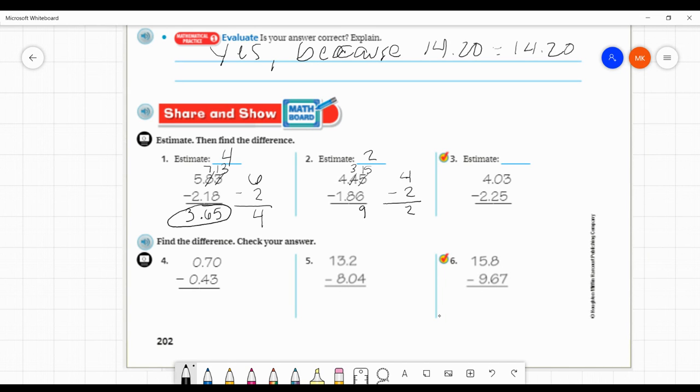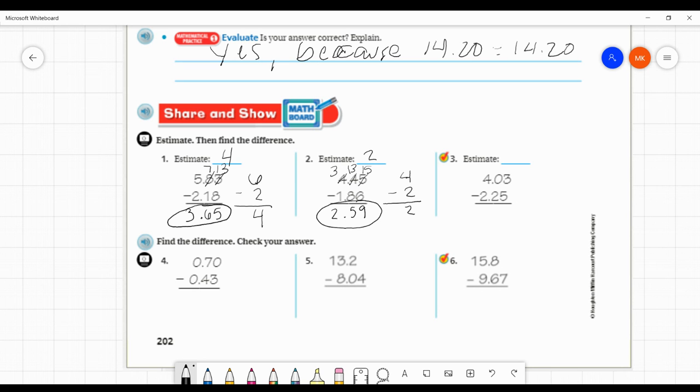3 minus 8, we'll have to regroup. So our 4 becomes a 3, and the 3 becomes 13. 13 minus 6 equals 5. Carry our decimal down. 3 minus 1 equals 2. So our answer is 2.59, which is close to our estimate, so that's a reasonable answer.